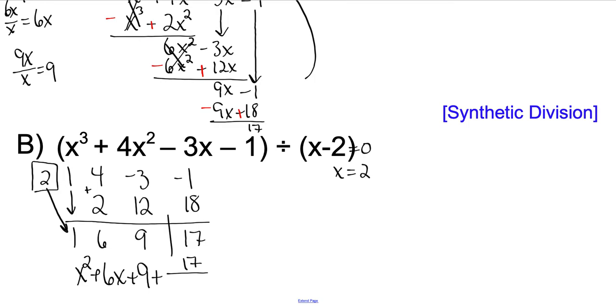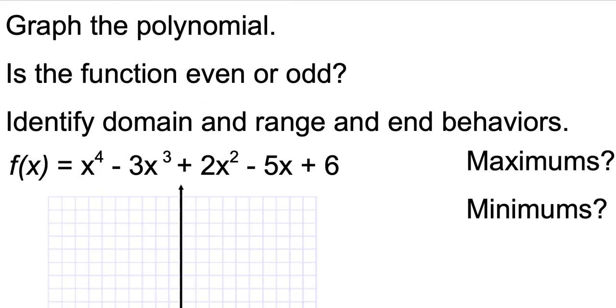So 17 over x minus 2, which we get the same thing as what we started with. So that's your division problem. Let's take a look at the polynomials, okay? Graphing polynomials. So is the function even or odd? What we want to look at first. That's going to help us figure out what the graph looks like.